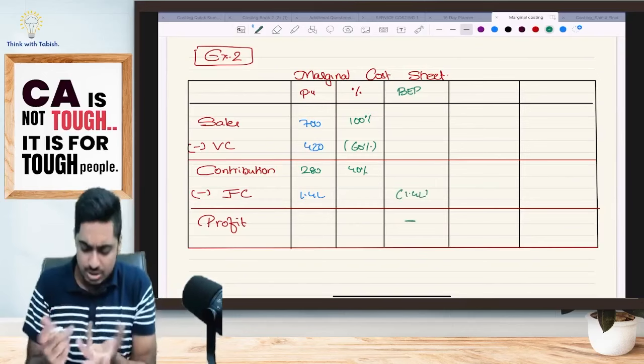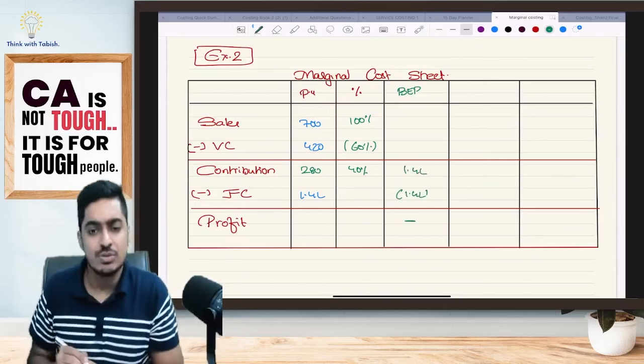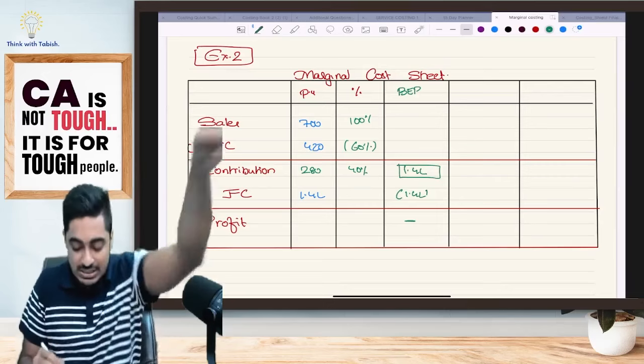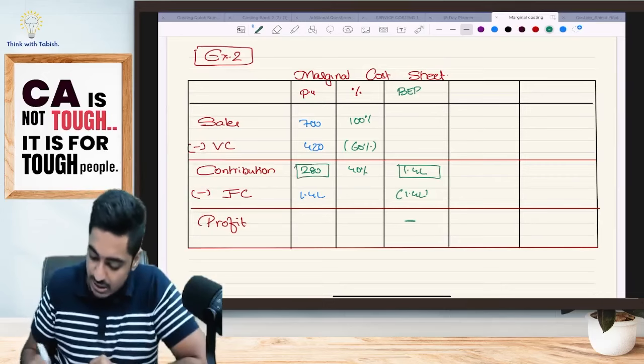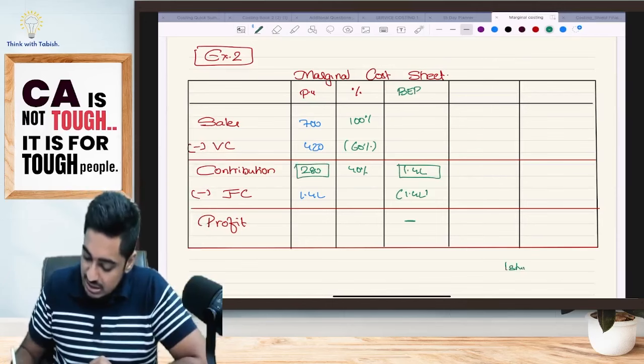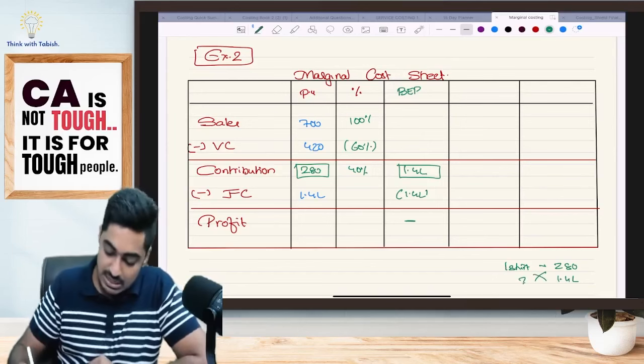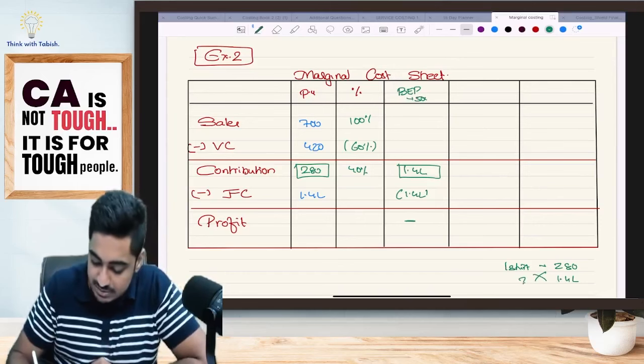That means how much cash should I be having, sir? 1.4 lakh cash I should be having. Great. Now 1.4 lakh cash I want. I say I am selling one shirt. How much cash am I getting? Sir, 280 I am getting. So in one shirt, I am getting 280 cash. That means if I want 1.4 lakh cash, how many shirts should I be selling? 1,40,000 divided by 280. I should be selling 500 shirts, sir.